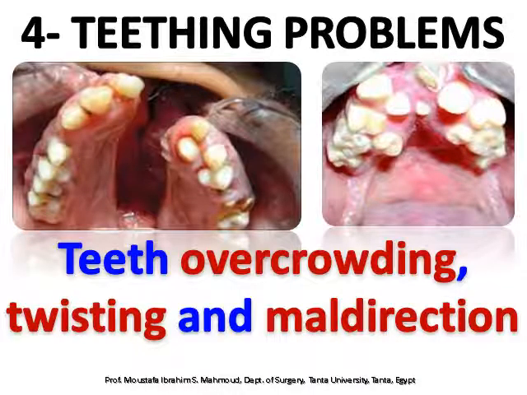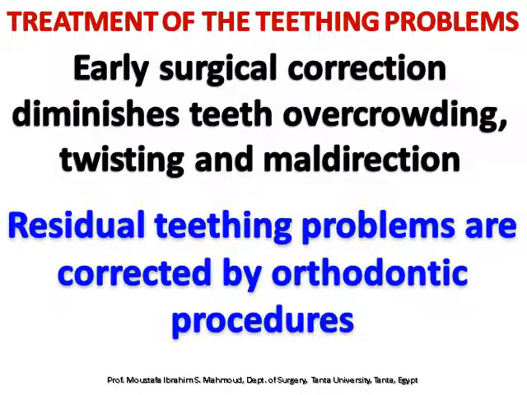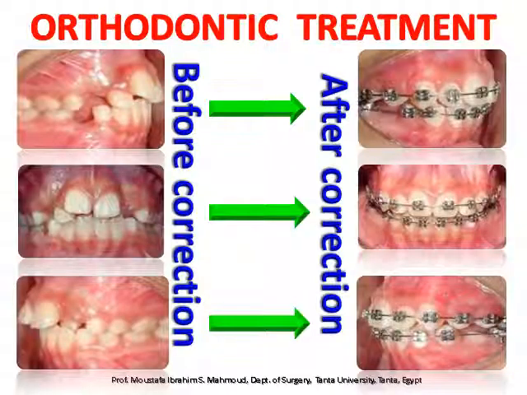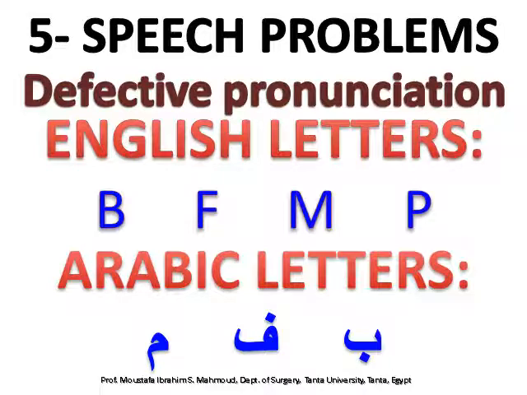Teething problems: teeth overcrowding, twisting, and maldirection. Treatment of teething problems: early surgical correction diminishes teeth overcrowding, twisting, and maldirection. Residual teething problems are corrected by orthodontic procedures, before and after correction.